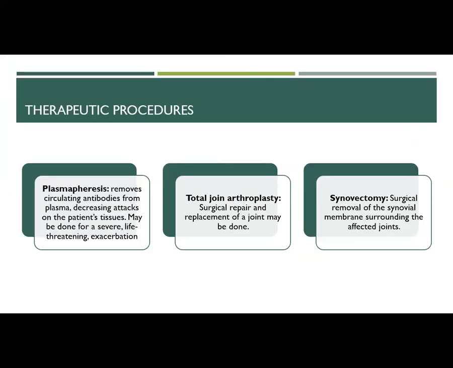Some of the therapeutic procedures are things like your plasmapheresis, which removes circulating antibodies from the plasma. So that decreases attacks on the patient's tissues. And this is usually reserved for severe life-threatening exacerbation. They can get a total joint replacement. Surgical repair and replacement of a joint may be done. Synovectomy, which is the surgical removal of the synovial membrane surrounding the affected joints. So those are all various therapeutic procedures.